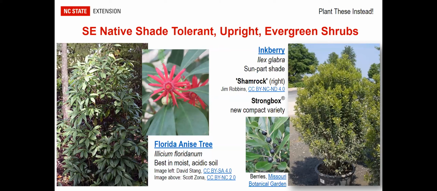But it is called inkberry because the female plants will have these very dark colored berries in the late summer and fall. And I believe most of the varieties that are out there are female.